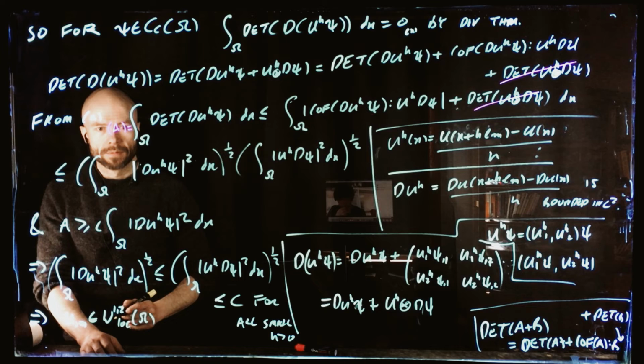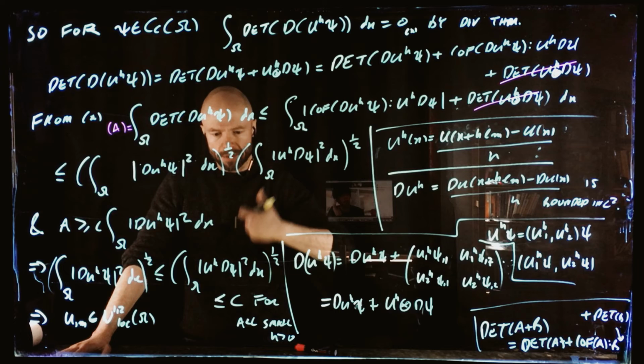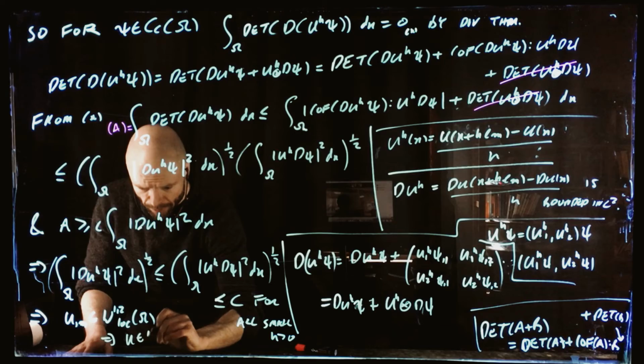You with me? So what we've done is actually gain an entire gradient, right? We had something that was Lipschitz, so it has one gradient, and now with this argument, we've gained another gradient. So M is arbitrary, so then that implies actually that U now belongs to W2 locally in omega.